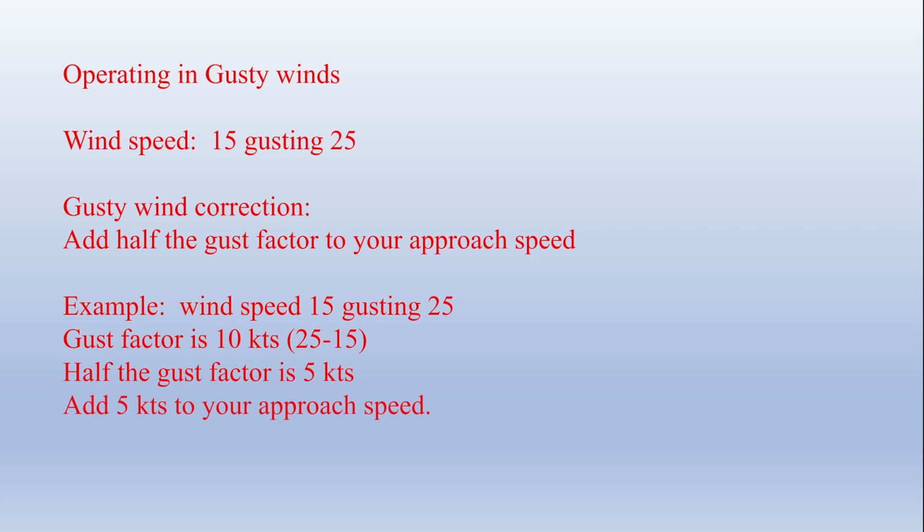So in the 152, we fly our final approach at 60 knots, so we would add 5 knots, and in these type of conditions, we would fly the final approach speed at 65 knots. You just want to be careful. Usually you don't have gusts of more than 10 or 15 knots, but if you do, you want to make sure that if you're applying a gust correction, you're not going above your flap limit speed.